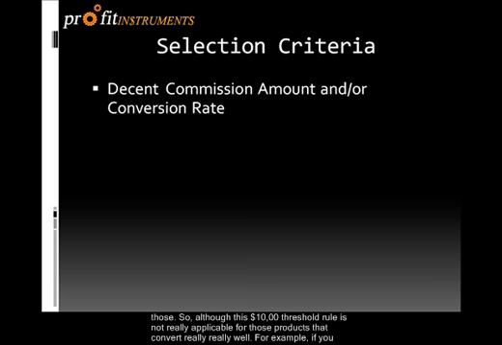Although this $10 threshold rule is not really applicable for those products that convert really well. For example, if you can find a product that gives you just $3 per lead or per sale, but it converts, let's say, 1 in 10, then obviously this product is worth your time. So you need to check out the conversion rates, and in order to check out the conversion rates, what I recommend is you can talk to your affiliate manager for the product or for the network, and they'll gladly help you out.